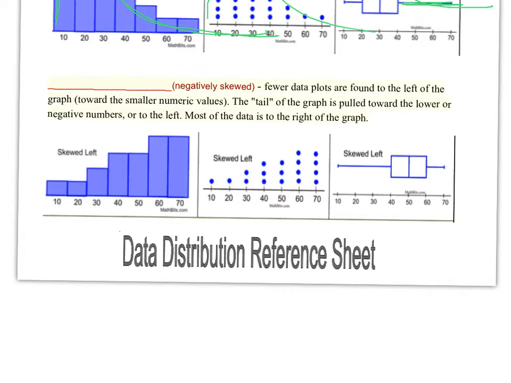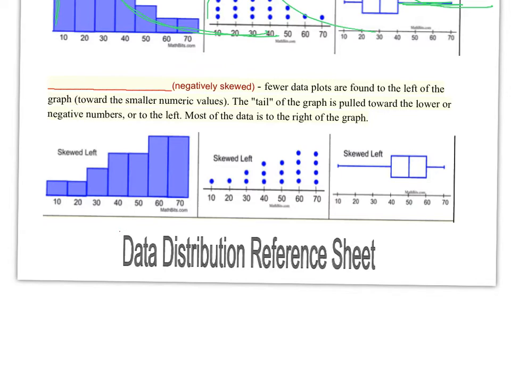So we have this type of skewness, which is when fewer data plots are found to the left of the graph toward the smaller numeric values. The tail of the graph is pulled toward the lower negative numbers, or to the left. So in this case, most of the data looks like it's pushing to the right.